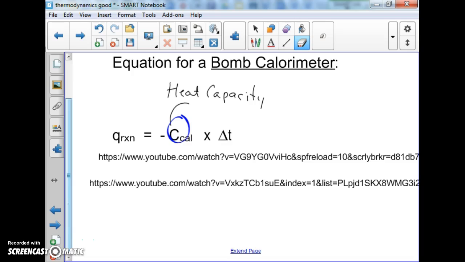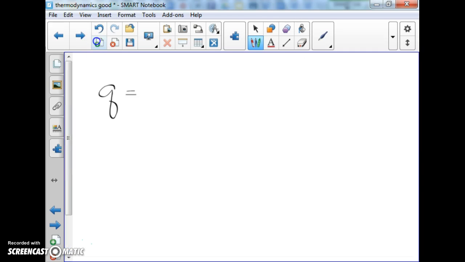And how do you know when to use which equation? Because we'll have two equations. We're going to have, maybe, Q equals negative M times C times delta T for reaction. And then we'll have Q equals negative C times delta T. Okay, so how do you know which one to use?